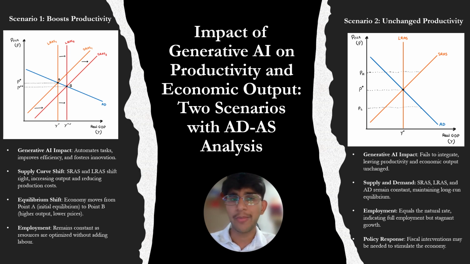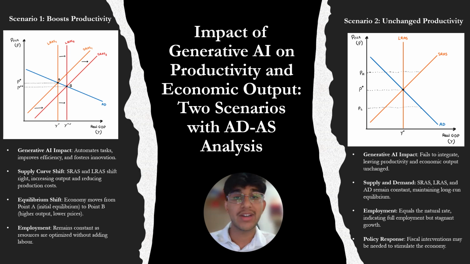The increased output lowers the production costs and stabilizes price levels, which therefore promotes economic growth. The initial equilibrium point, labeled as point A, represents the state of the economy before AI integration. Here, the aggregate demand intersects with short-run and long-run aggregate supply. When generative AI improves productivity, both short-run and long-run aggregate supply curves shift rightward to intersect at a new equilibrium point, labeled as point B.